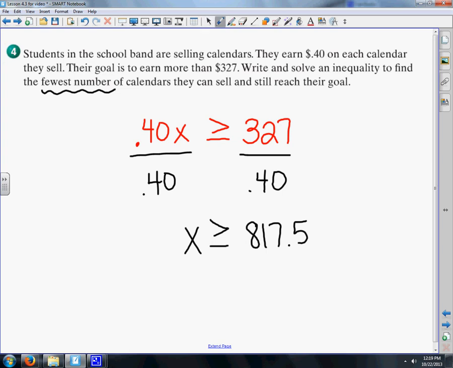So this says, write and solve an inequality to find the fewest number of calendars they can sell. So really you have to round this up because they can't sell half a calendar. So they can sell 818 calendars.